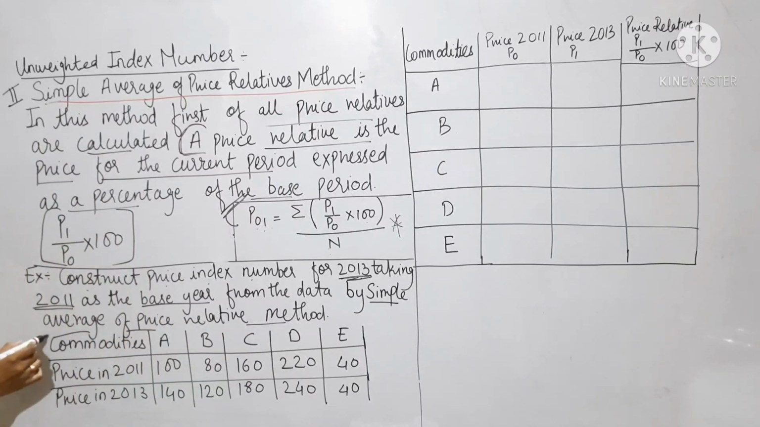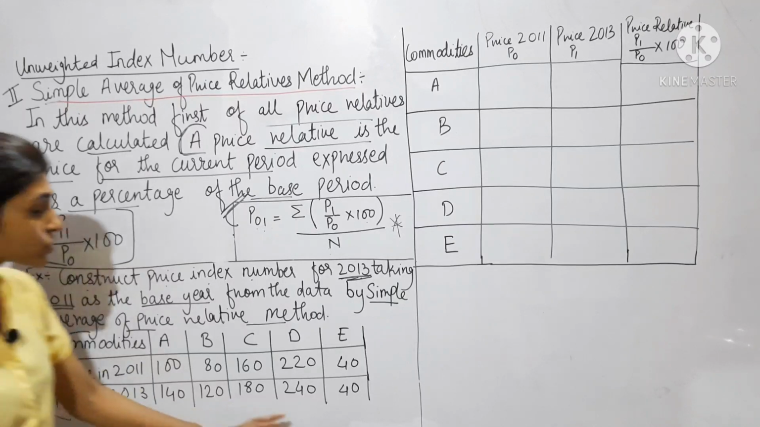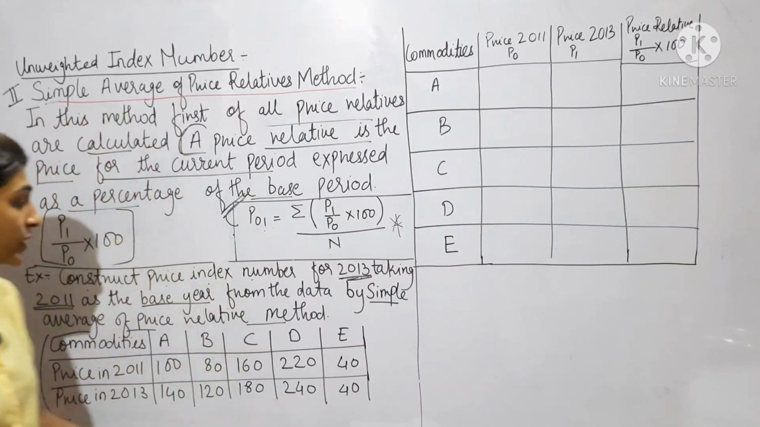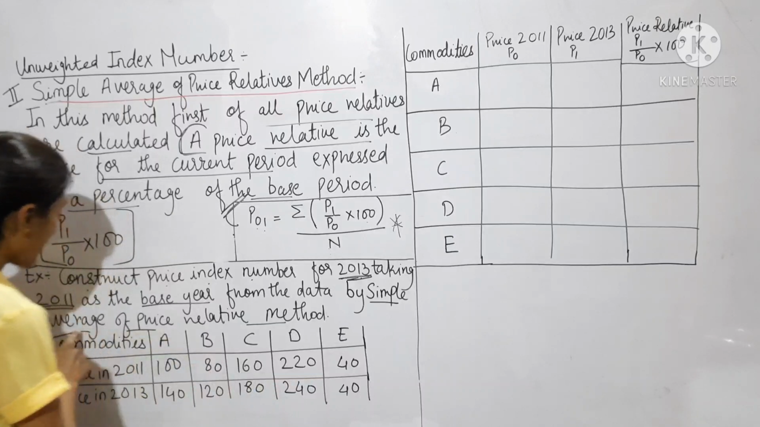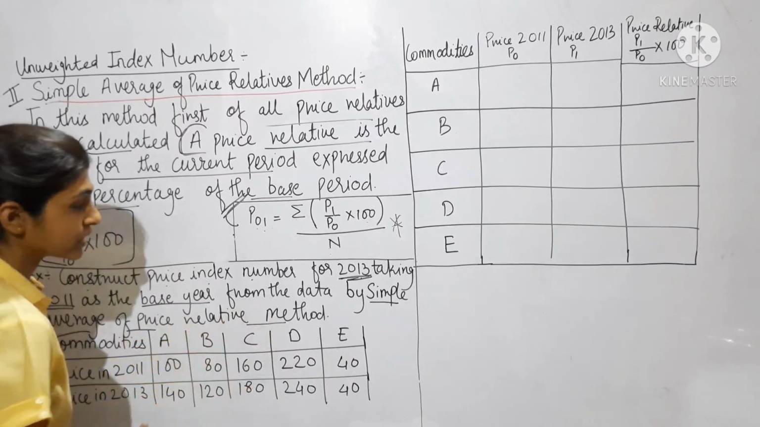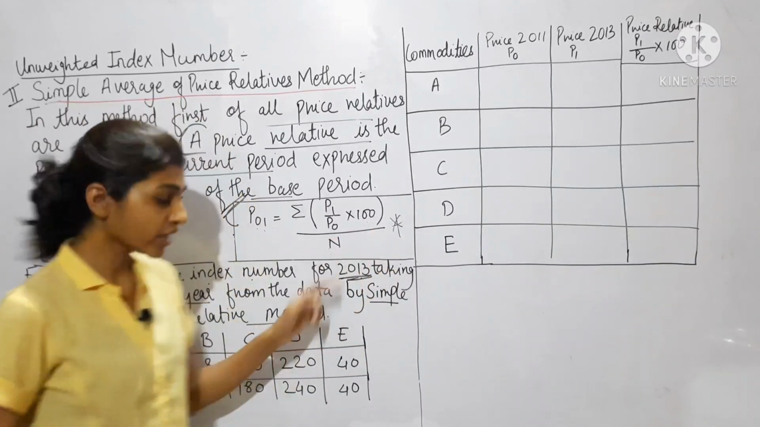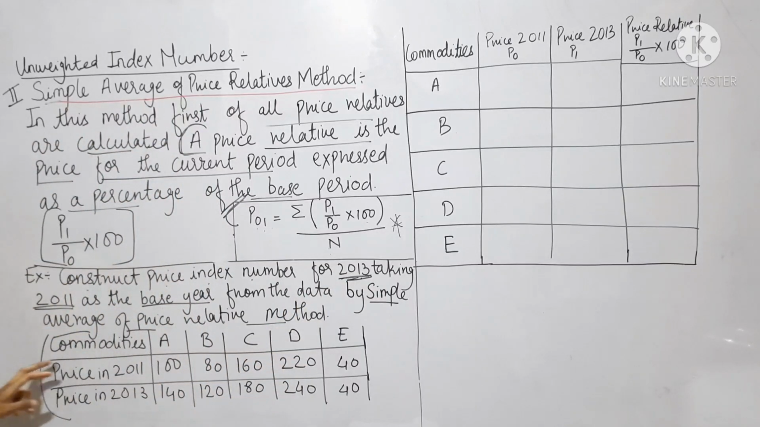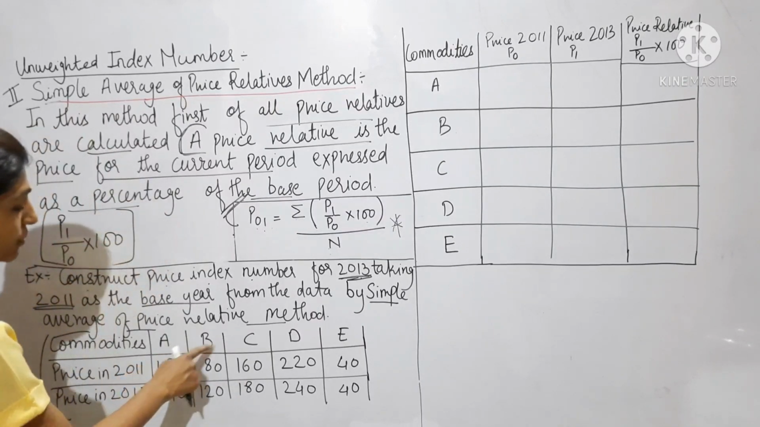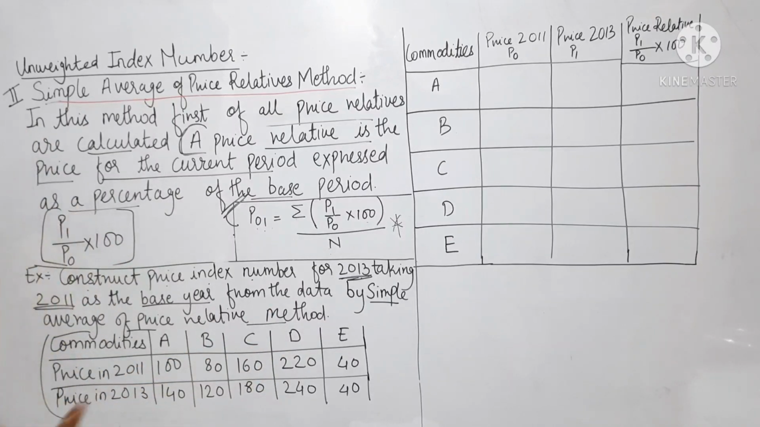This is the data, and we are going to solve it using simple average of price relative method. The formula is here. This is commodities, prices in the year 2011 and prices in 2013. These are the prices, with commodities A, B, C, D, E and all their prices.